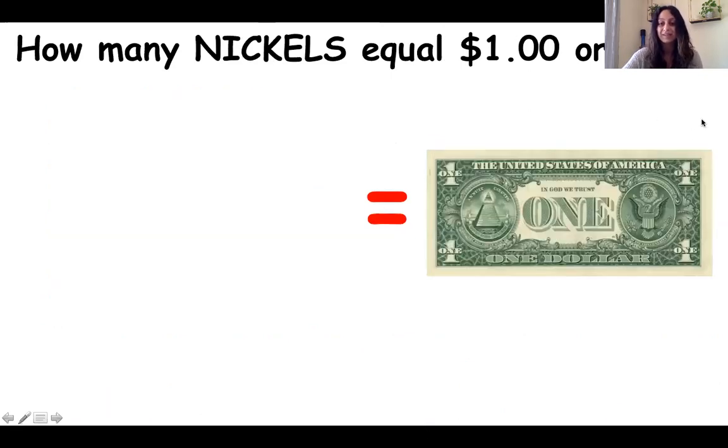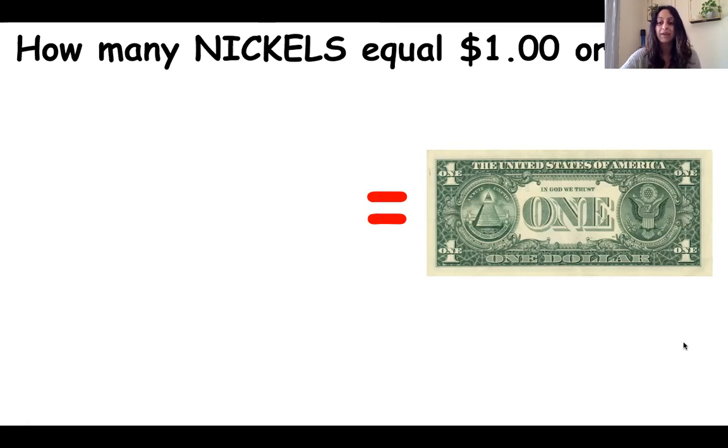Let's move to nickels. How many nickels do you think we need to equal $1 or 100 cents? Remember, nickels equal 5 cents, so we have to count them by fives. How many nickels do you think we'll need to make 100 cents? Pause the video, try counting by fives on your fingers. See how many nickels we might need to make $1 or 100 cents. Pause and go.